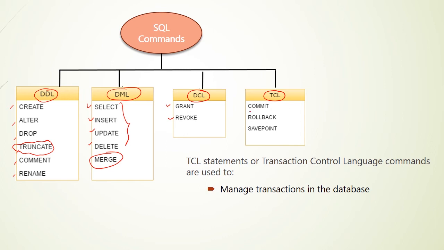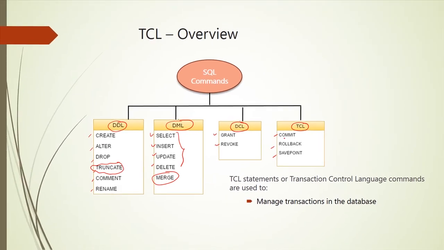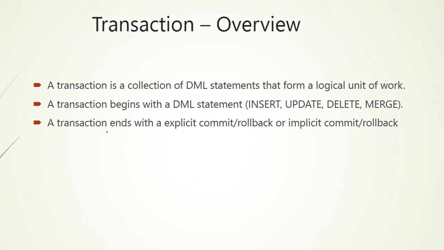Transaction control language commands, commit, rollback, and savepoint, are used to manage transactions in the database. Before learning how to run a commit, a rollback, or a savepoint command, let us discuss what is meant by a transaction. A transaction is a collection of DML statements that form a logical unit of work. A transaction begins with a DML statement, insert, update, delete, or merge, and ends with either commit or rollback.